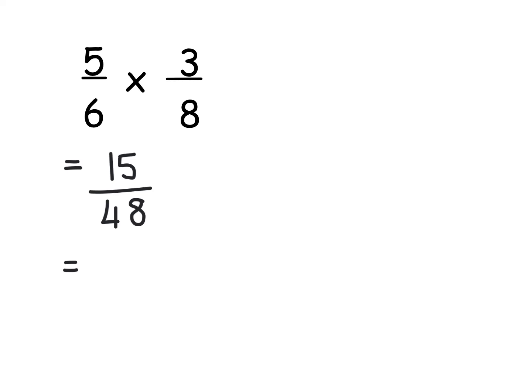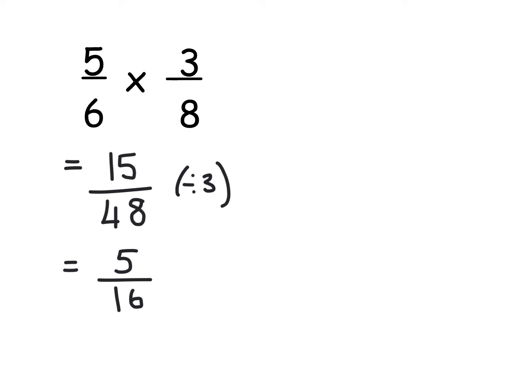You need to always check that fractions simplify to get full marks. Now these are both in the 3 times table, so I'm going to divide both of these numbers by 3, and I get 5/16. Now 48 isn't obvious as being in the 3 times table, but I know that 3 times 15 is 45. That's only 3 more, so I know it's divisible.